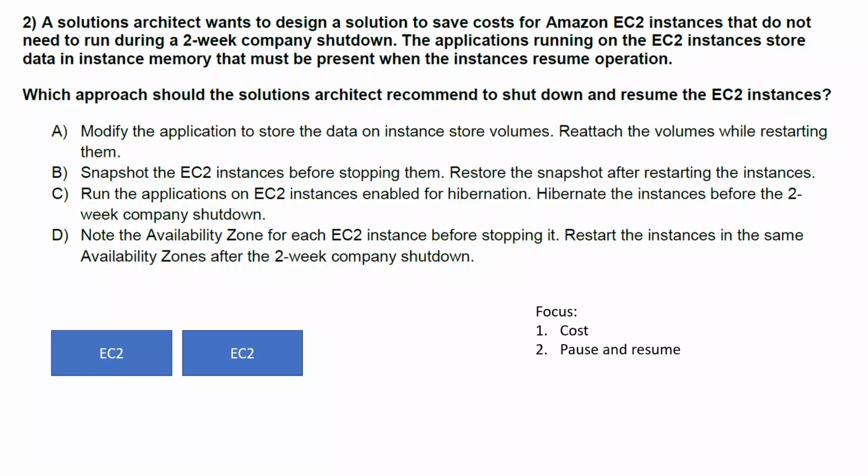So we are required to restore the memory state. So when you do that, the instance can continue from where it left off. This type of pause and resume capability is provided by hibernation. Let's look at the choices. Choice A talks about using instance store volumes. Now these are temporary volumes and we will lose the data when the instance is stopped. So this does not meet the requirements.